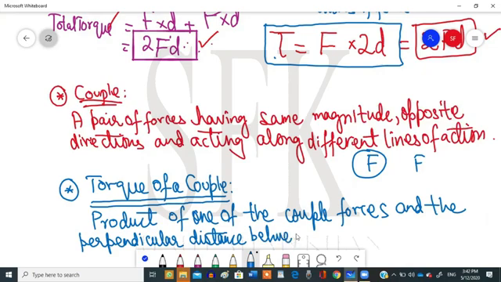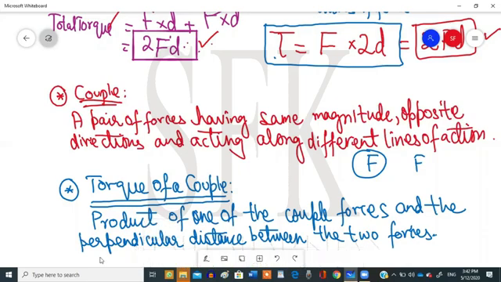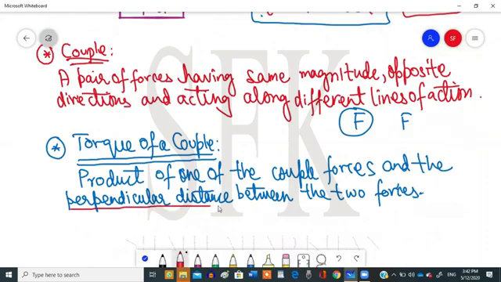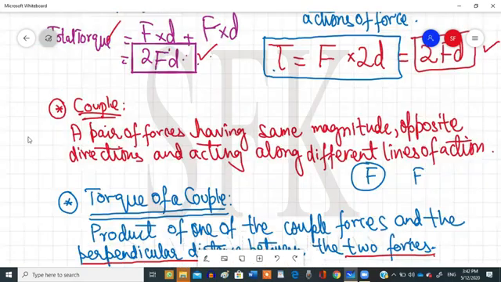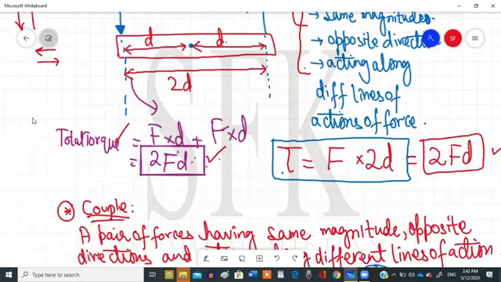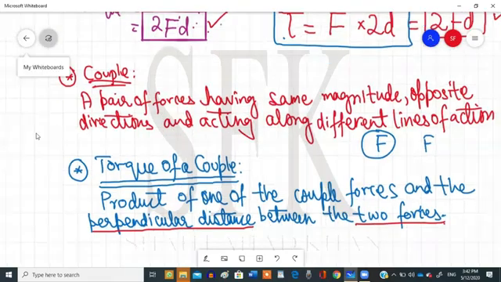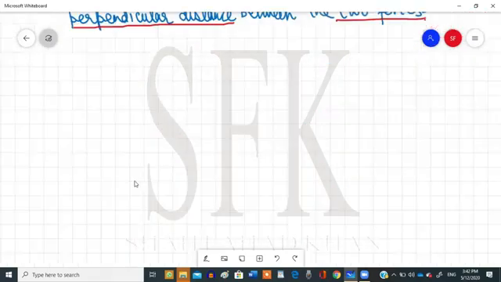between the two forces, or between the lines of action of the two forces, okay. This is not the perpendicular distance from the pivot, okay, remember that. This is the distinction between the two: this is the perpendicular distance between the two forces. Now guys, these are the two definitions which are asked for 2 marks or sometimes 3 marks as well, okay. And this is all about the torque of a couple and couple forces.